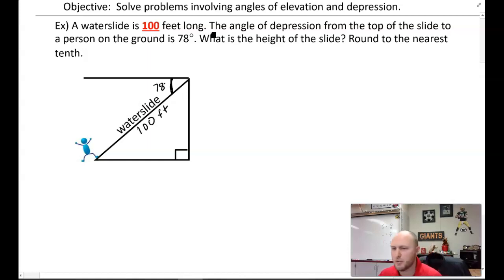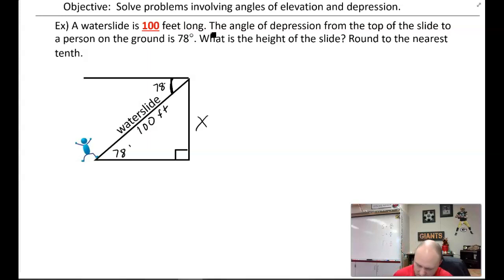Well, again, that's not part of my triangle, so I need to use my knowledge of alternate interior angles and place the 78 down here. Then they ask, what is the height of the water slide? Height, straight up. So there's x. That's what we want to find, the height of the water slide.